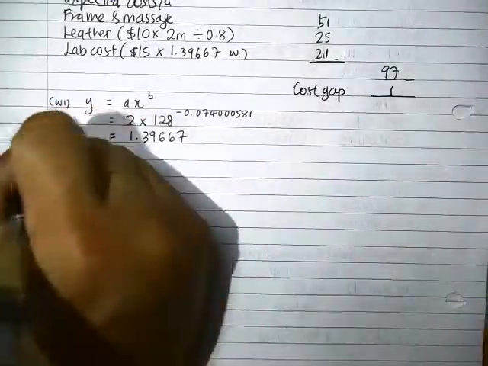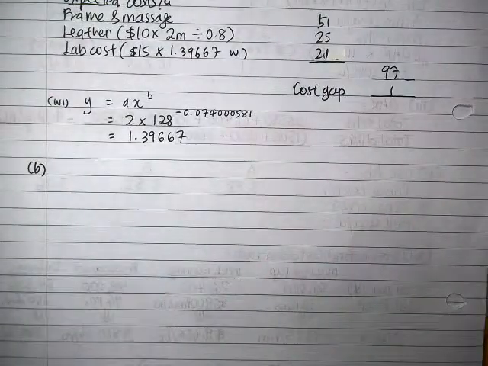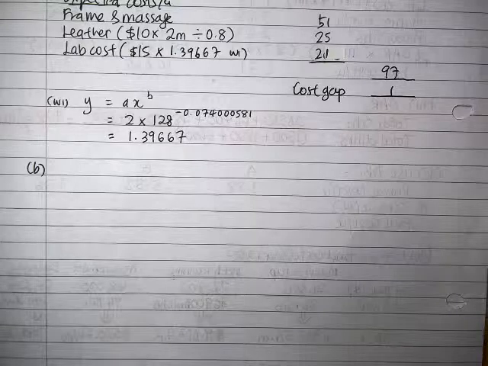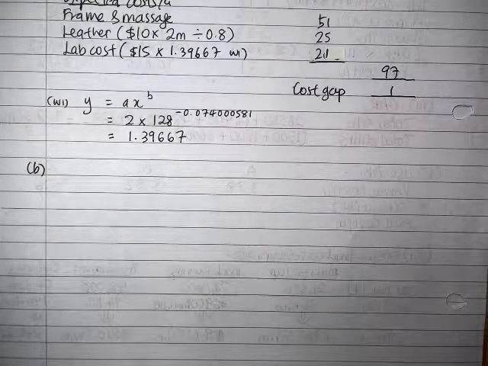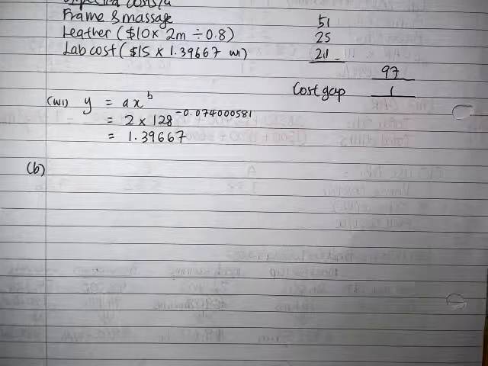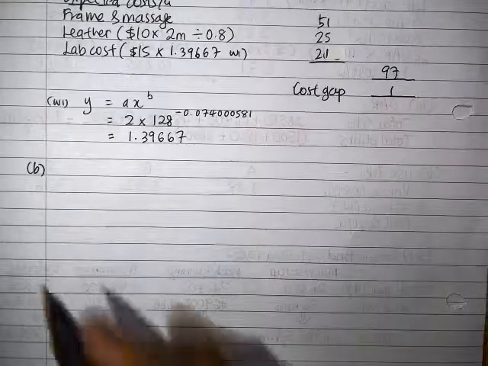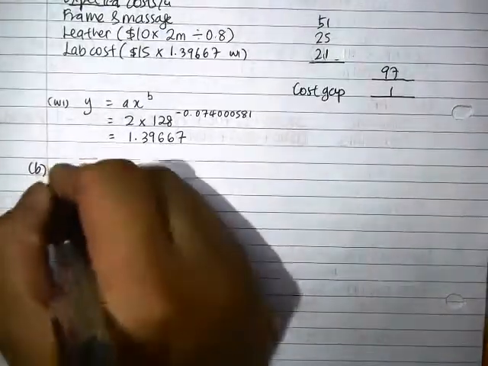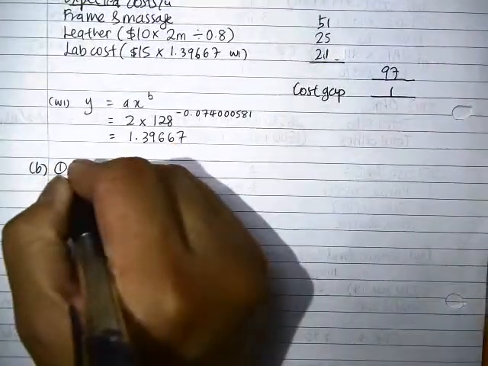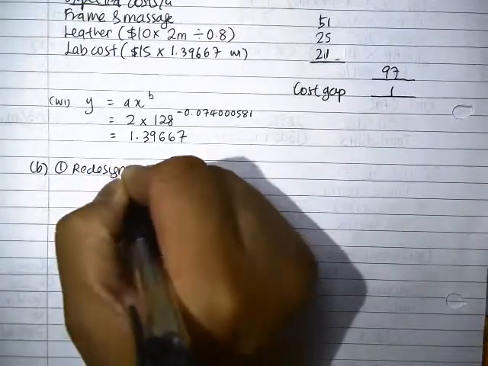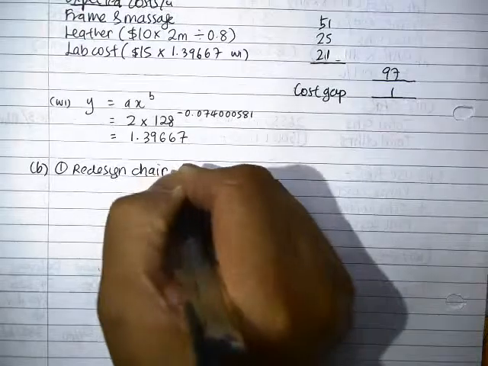Alright, part B. They ask you, assuming there is a cost gap, to suggest 4 ways that you can remove or eliminate the cost gap. So what do you do? As usual, I just put down the points. The most effective way is to redesign the product. Okay, you must redesign the chair.